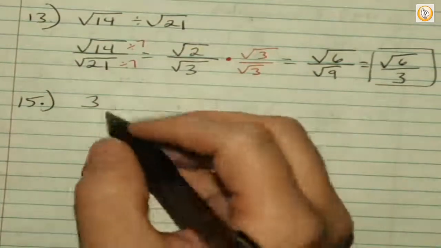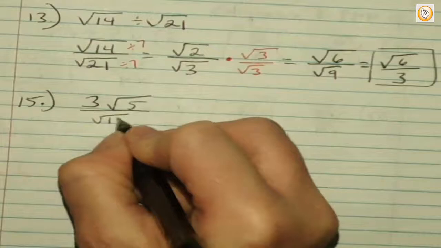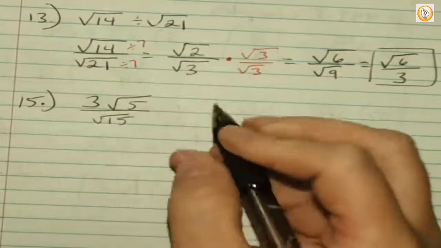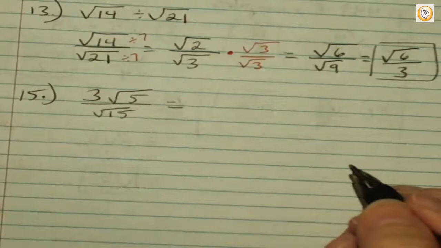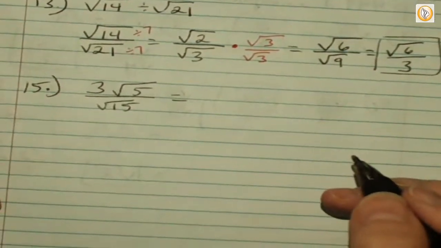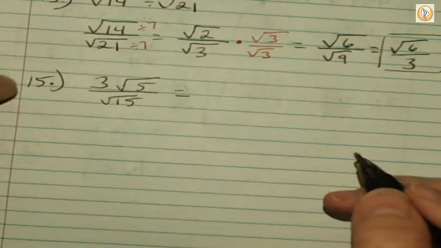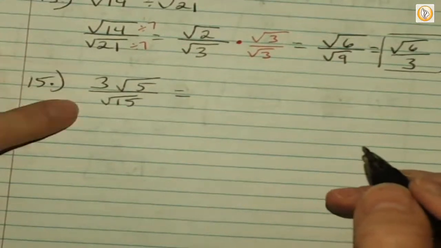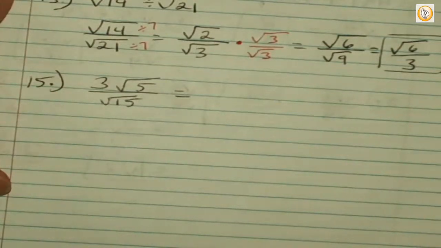All right, so I have 3 times square root of 5 over square root of 15. Someone want to volunteer? Chap? Okay, so you can simplify the square root of 5 and the square root of 15, leaving the 3 on the top. Is that right?